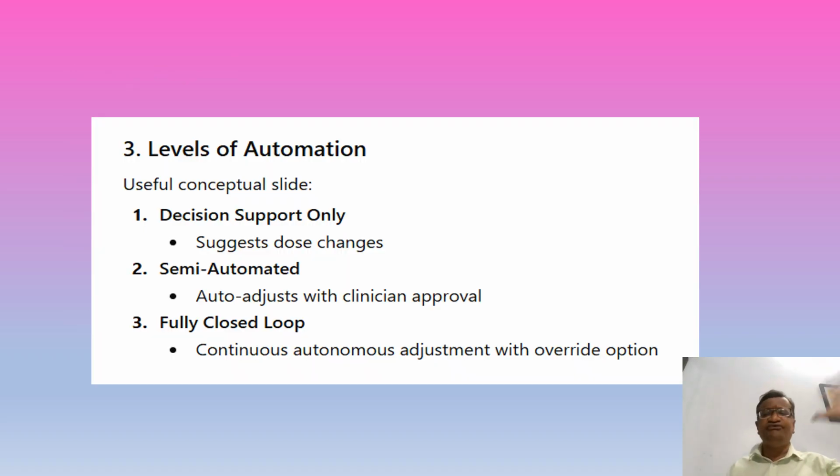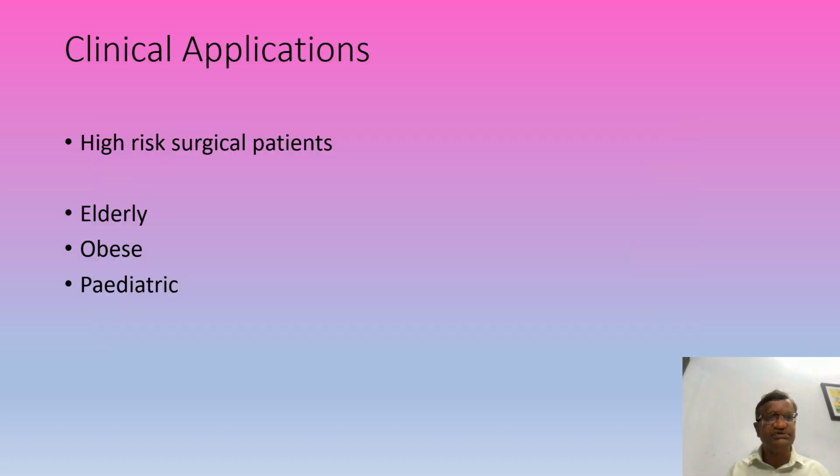Now, what is the level of automation? Decision support only. Now the BIS has decreased to 30. Now you do something. It gives the order. Now we have to do it. The second thing is semi-automated. It tells that the BIS is falling. We have to decrease the vaporizer. And if you tell yes, it will do. Otherwise, it will not do. This is semi-automated. Fully closed loop means the BIS is 30, it will decrease the vaporizer setting. This is the level of automation what we have in closed loop anesthesia.